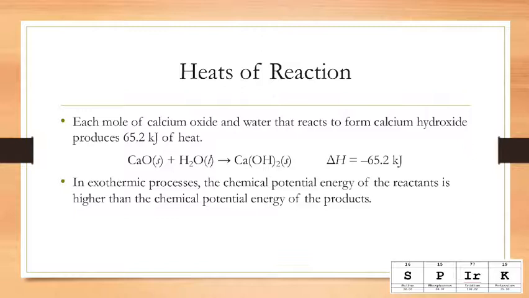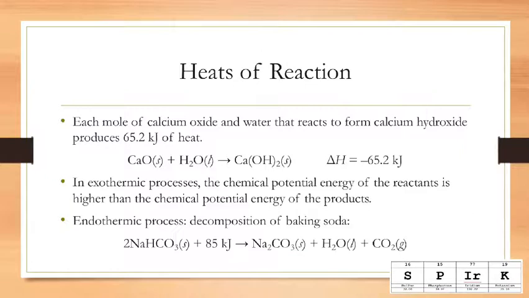In exothermic processes, the chemical potential energy of the reactants is higher than the chemical potential energy of the products. Endothermic processes, such as the decomposition of baking soda, where we have the baking soda plus 85 kilojoules of energy yields Na2CO3 plus H2O plus CO2. This is an endothermic process, and if you remember, we did this in the lab. We had to add heat. Heat was a reactant. So this system absorbed the heat for the reaction to occur. So the 85 kilojoules is a reactant.